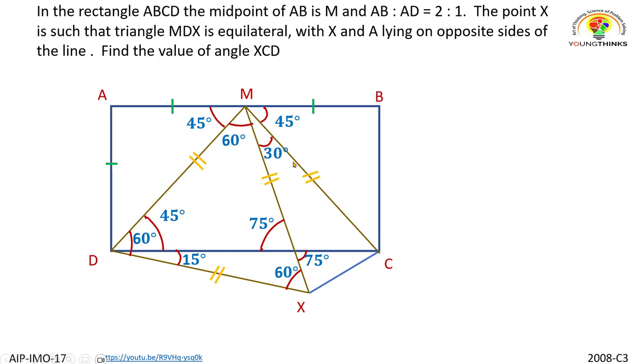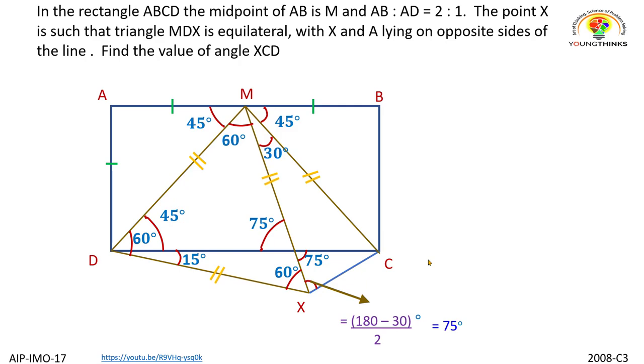And MDX is an equilateral triangle in which this side and that side are equal. And hence this and that are equal, which makes the triangle MCX isosceles. Common angle is 30 degrees. So both these angles are 75 each. So this angle is 75.